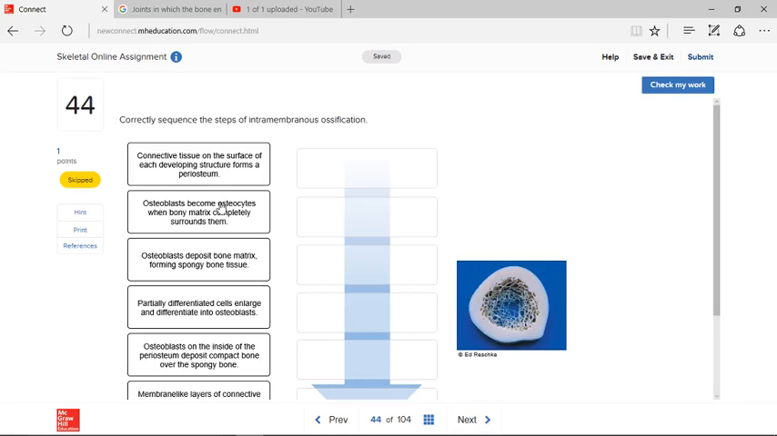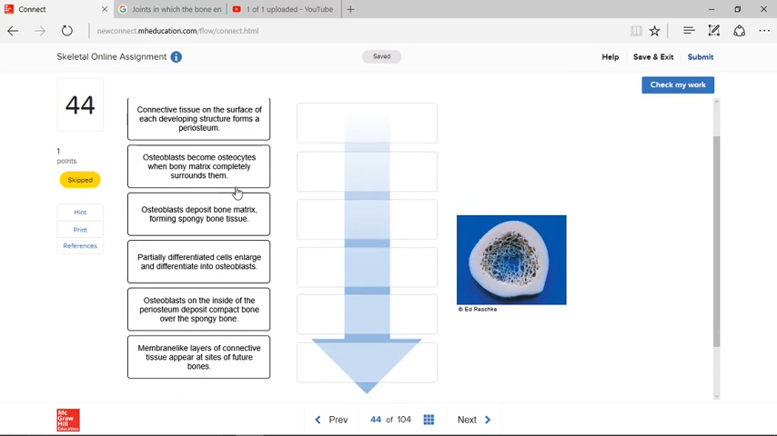Correctly sequence the steps of intravenous ossification. Now, we're going to take some time on this one because this is a very big question. You really need to know the steps of how bone is made. This is what all these questions are about, how these bones are made. So in order to do that, this is what we must do.